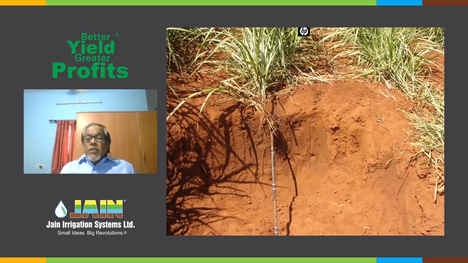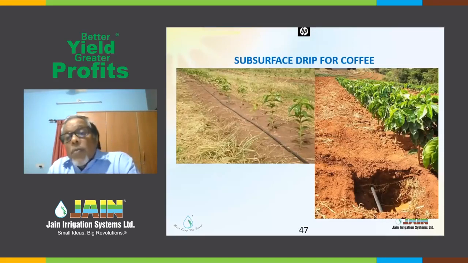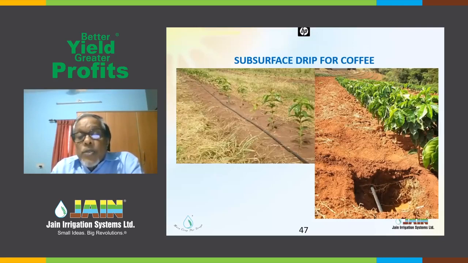Now subsurface is not only common in sugarcane. This is in Brazil, with young coffee plants with the surface strip, and young coffee plants with the subsurface strip placed slightly away, but the soil allows the moisture to move. See, the roots are there. The young plants have their roots close, even to the extent where the drip line is. So that placement is made on one side.